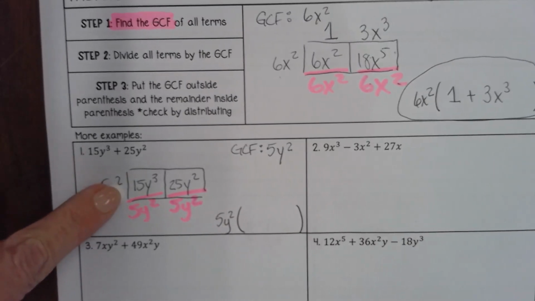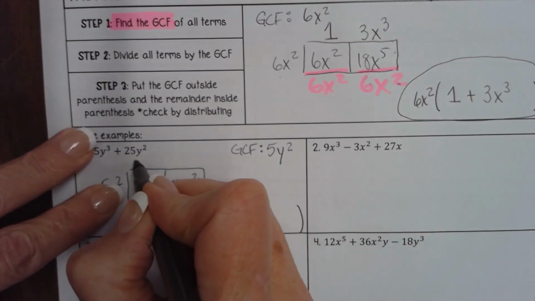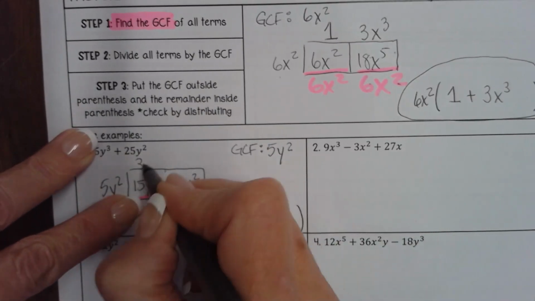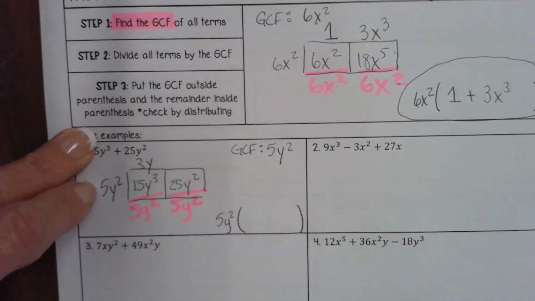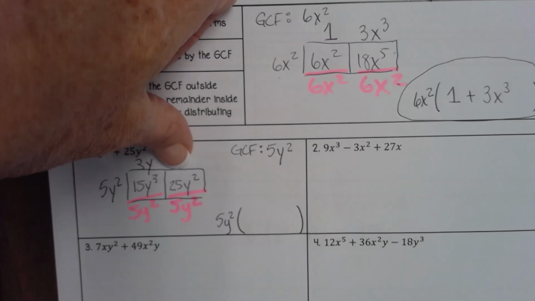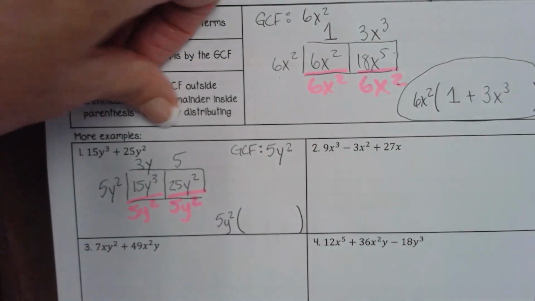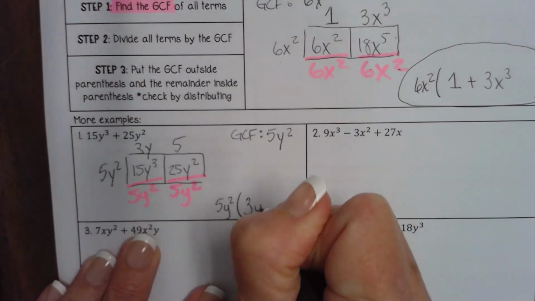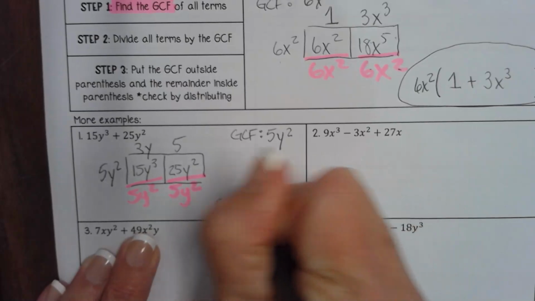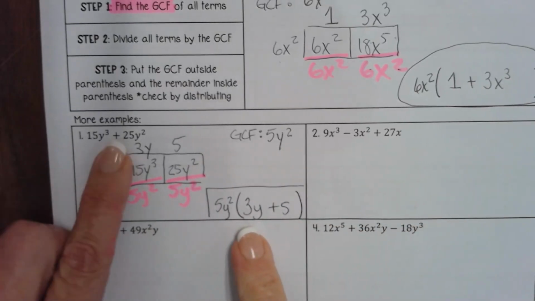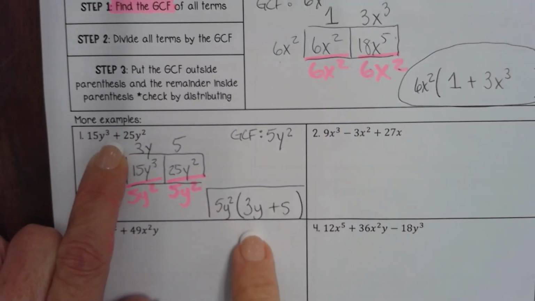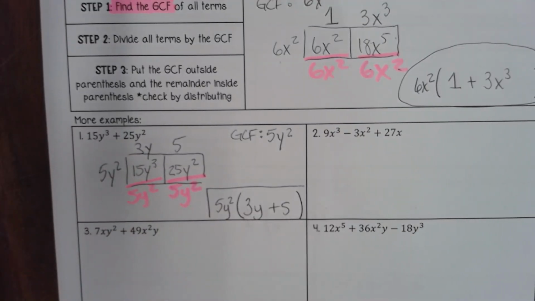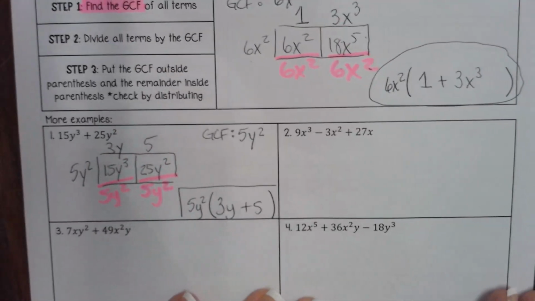So here, 15 divided by 5 is 3. I subtract powers. I have 3y for that first term. Here, 25 divided by 5 is 5. What happens to the y squareds? So in the parenthesis, I have 3y plus 5. Factored form, standard form. Easy enough? Okay, let's do us another one here.